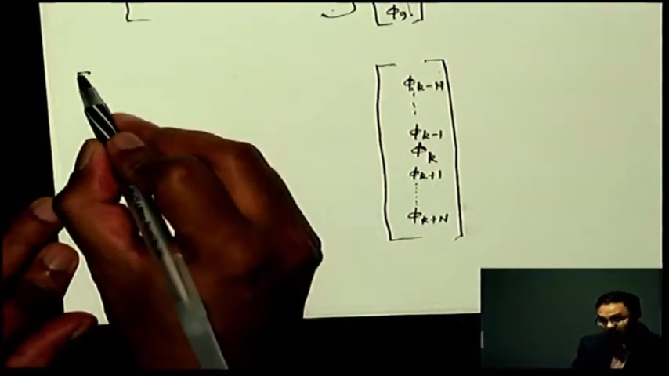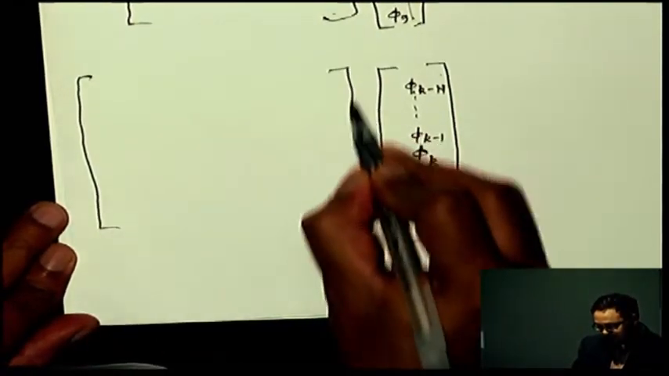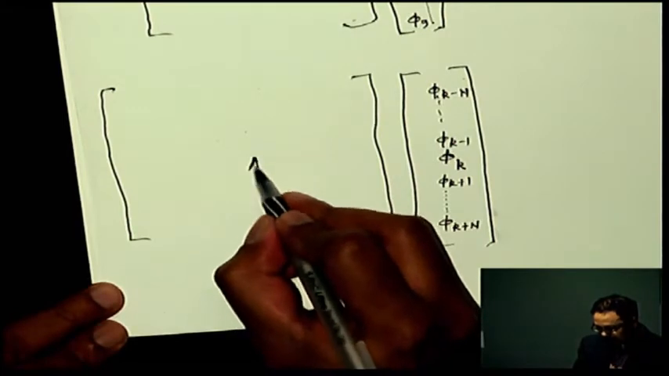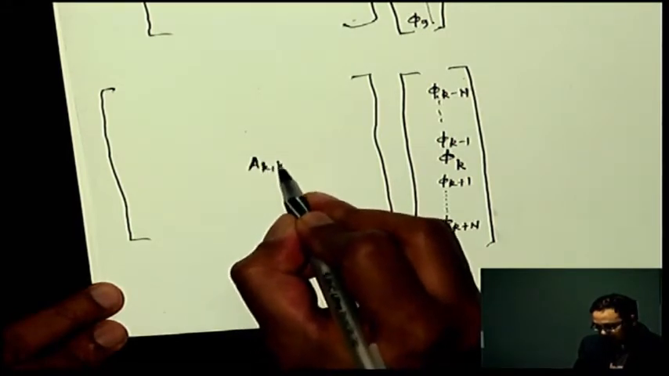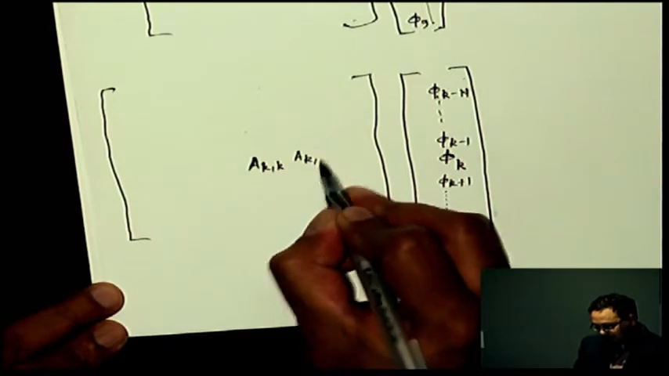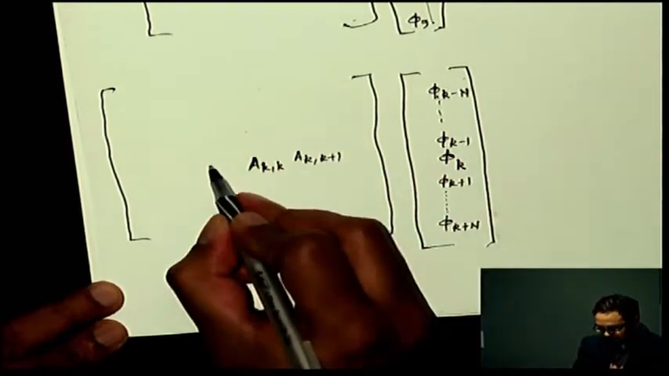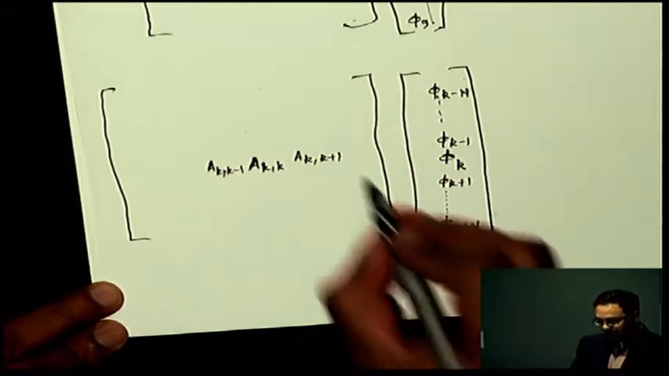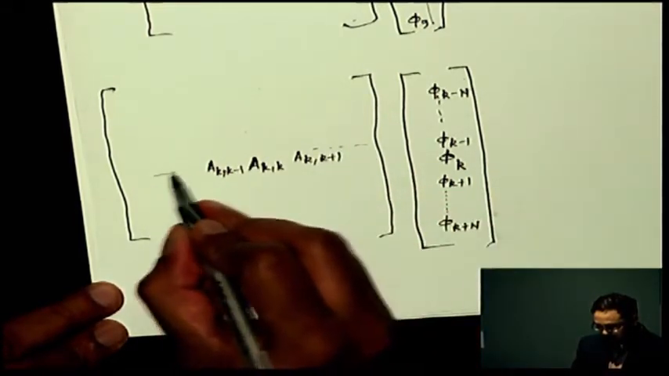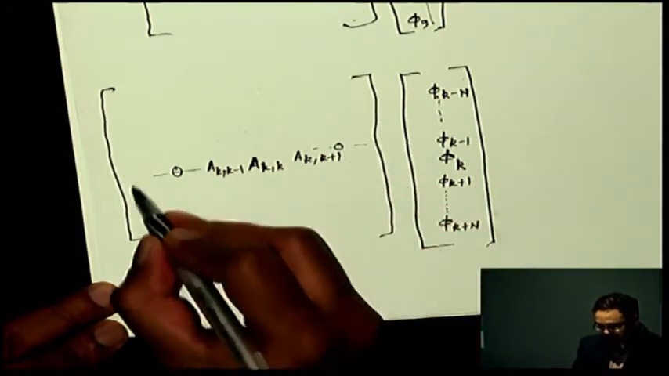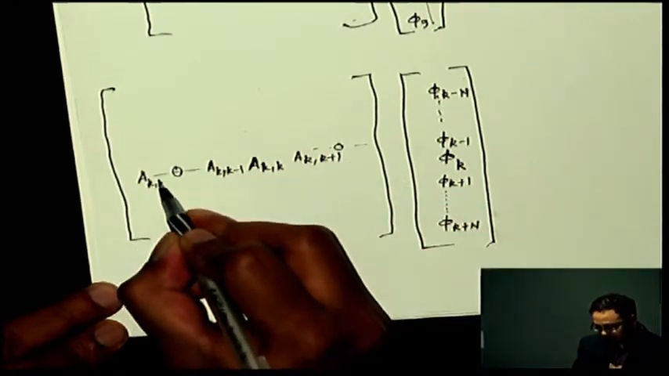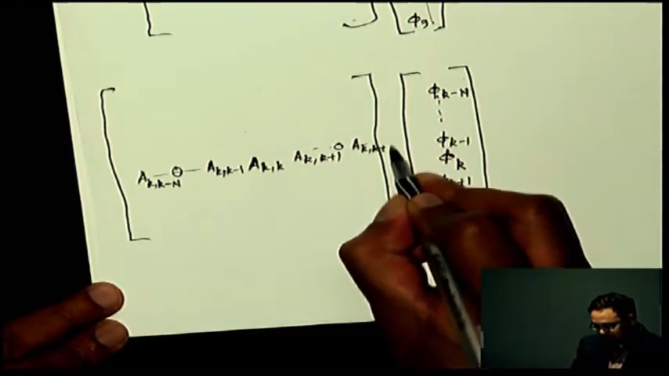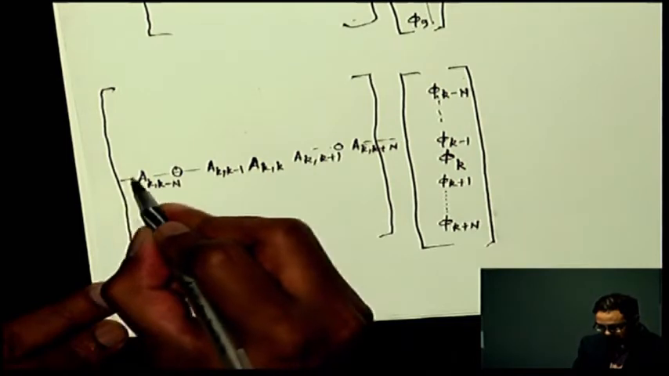And then here for the coefficient matrix, right here will be a k comma k, then you will have a k comma k plus 1, then you will have a k comma k minus 1. Then there will be a bunch of zeros here, and then finally here you will have a k comma k minus n and a k comma k plus n. And then again zeros beyond that.